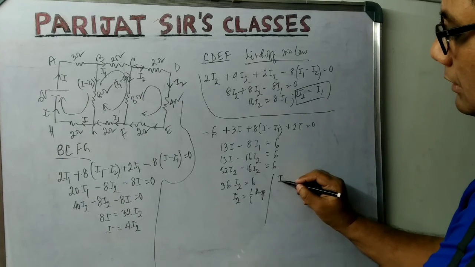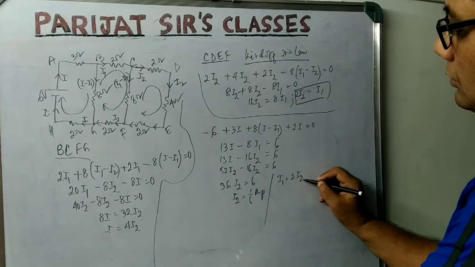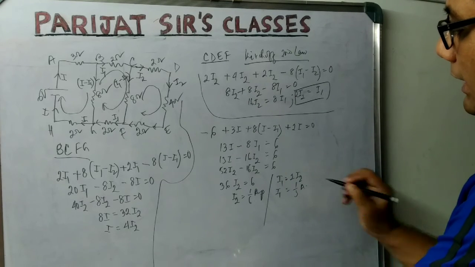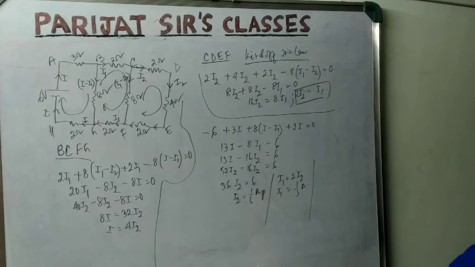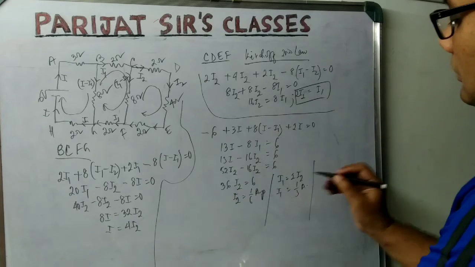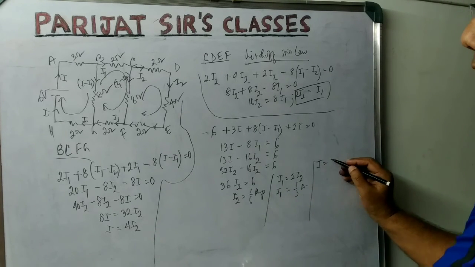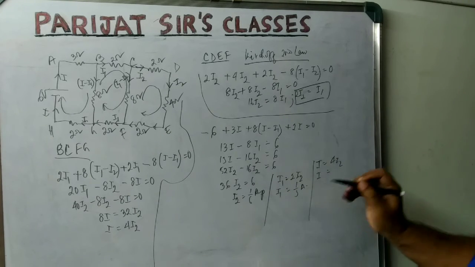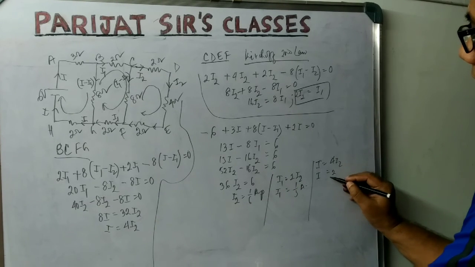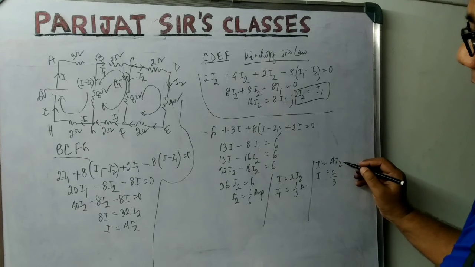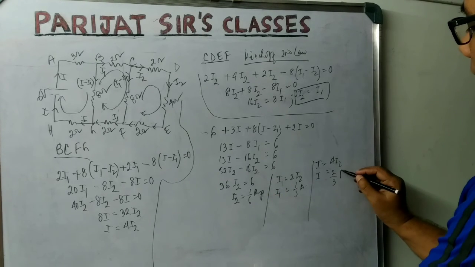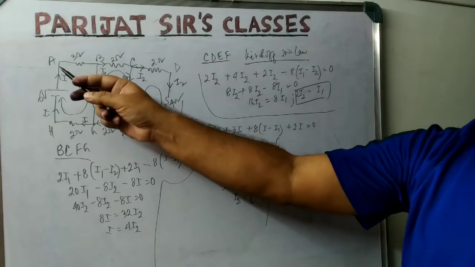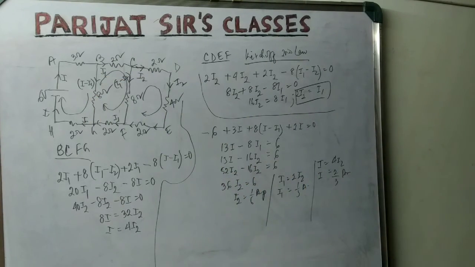So what is I1? I1 will be 2I2. So I1 will be 2 into 1 by 6, so 1 by 3 ampere. So if I1 is 1 by 3 ampere and I2 is 1 by 6, so I will be 4I2 and I2 is 1 by 6. So 4 by 6, 2 by 3, so I is 2 by 3 ampere. Okay. So this is how we found the currents I, I1 and I2 in the circuit.